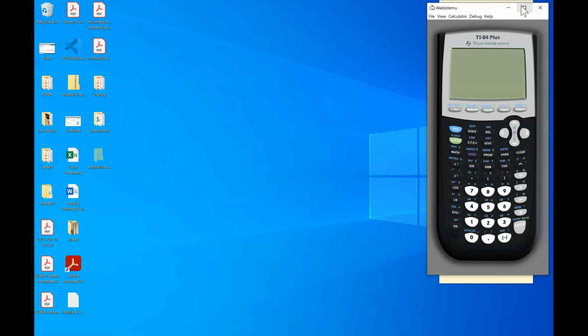Degree to radians is degree times pi over 180. Write that down.